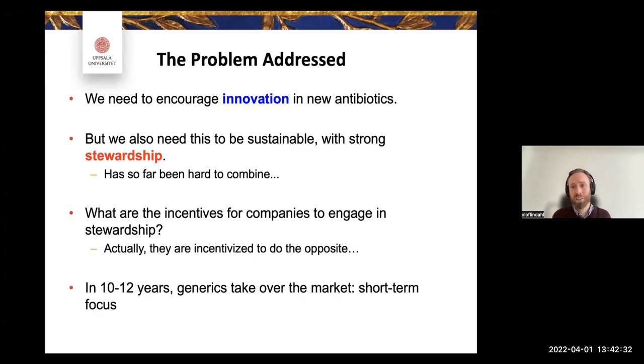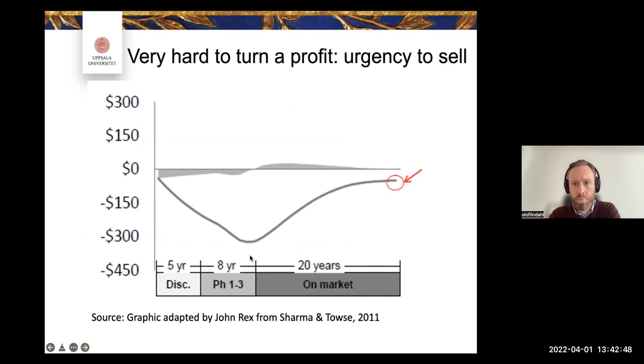Incentivized by whom, you might ask? Well, by us or whoever the we are, the people, or the governments, the health regulators, etc. And let me explain that a bit. First of all, it's extremely hard to turn a profit. There's an urgency to sell, so that, I mean, you probably would sell your bookshelves and printers and stuff just to avoid bankruptcy, right? So you want to sell your drug as soon as you get it out the door.